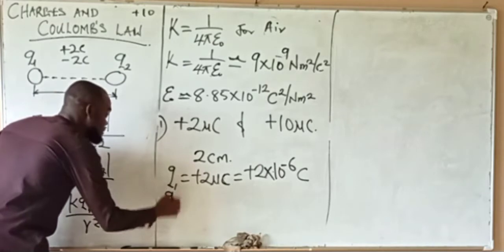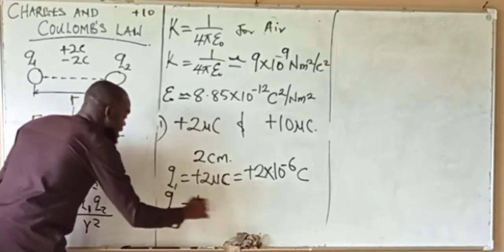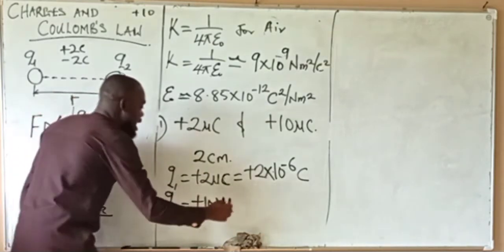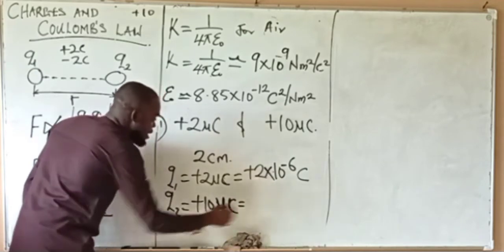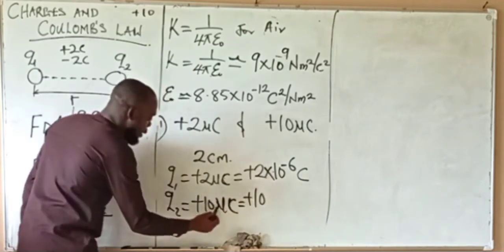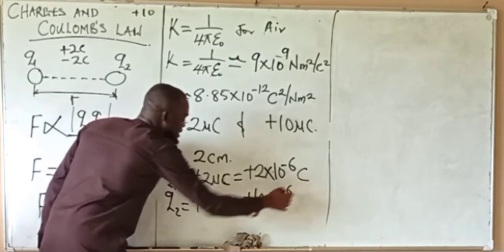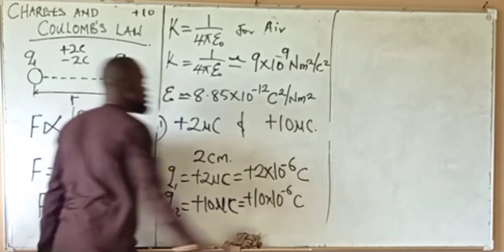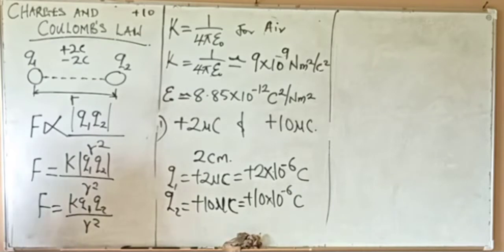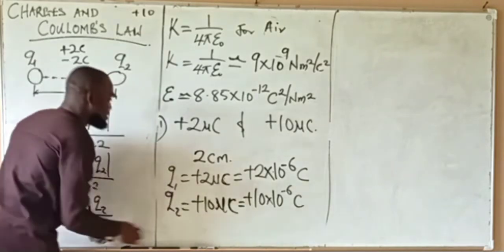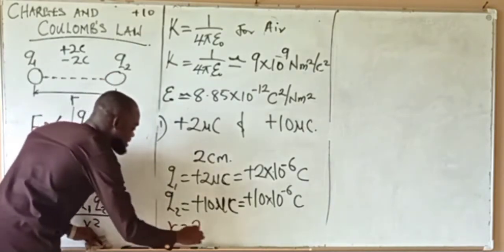Now what about Q2? Q2 is 10 microcoulomb. What is the number? Plus 10. And what is micro? Micro means 10 raised to the minus 6. And what is the coulomb? Coulomb is the unit for charge. Put it there. Then what is the distance between them? The distance between them is 2 cm.